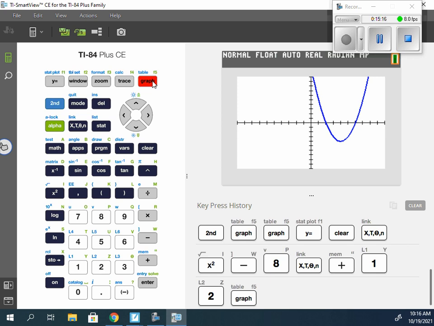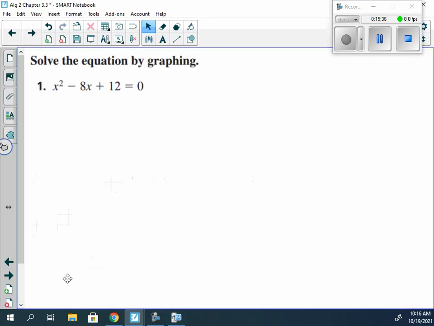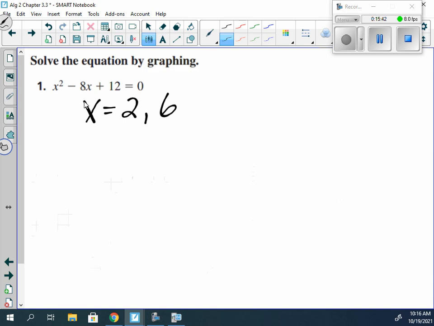And where are the zeros? It looks like 2 and 6. And if we wanted to make sure, we can go second graph. And we see that at 2, the y value is 0, and at 6, the y value is 0. So that means the solution here is x equals 2 and 6. I will take this version also. A lot of books and a lot of mathematicians will put the answer like this, x equals 2, 6, instead of rewriting x equals twice.